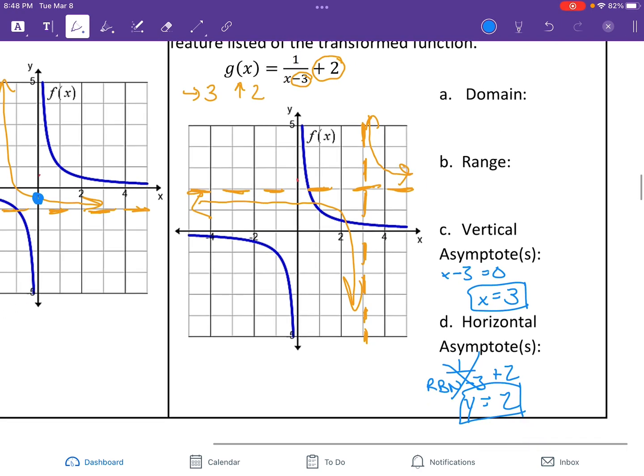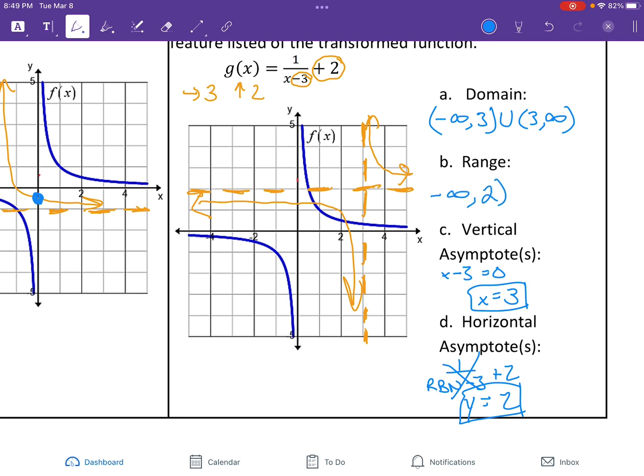So same thing. Now domain and range. Domain is associated with the vertical asymptote. So we have negative infinity to 3, 3 to positive infinity. Your range is associated with your horizontal asymptotes. So you have negative infinity to 2, and 2 to positive infinity. And there you go. That's it.